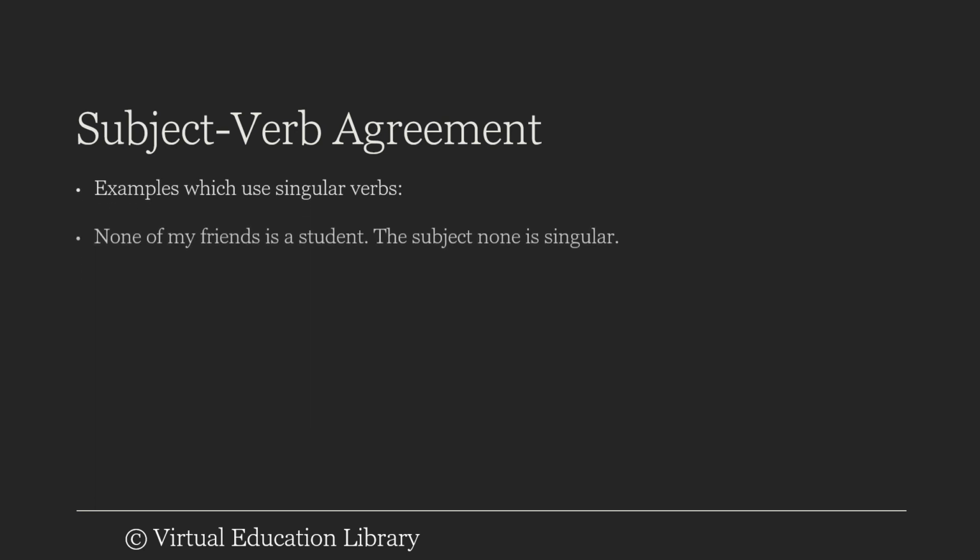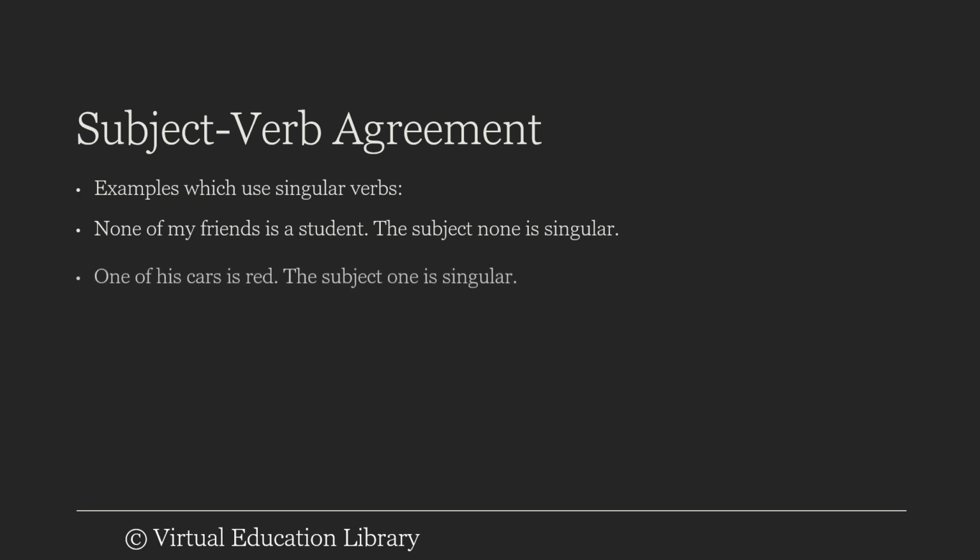Examples which use singular verbs: None of my friends is a student. The subject none is singular. This is very important. Consider none of my friends and one of his cars. You are talking about someone who has many cars, so you write that one of his cars is red. The subject one is singular. Then none is also singular: none of my friends is a student.